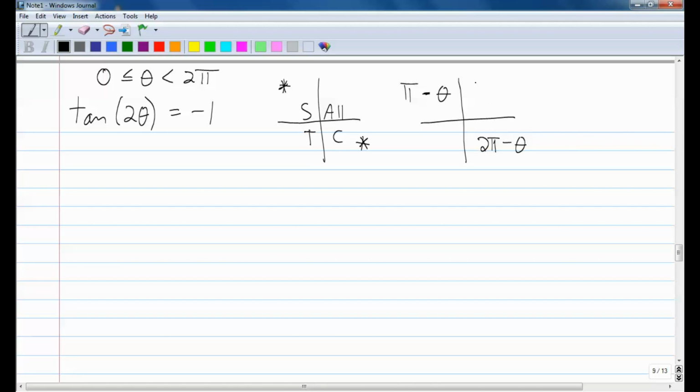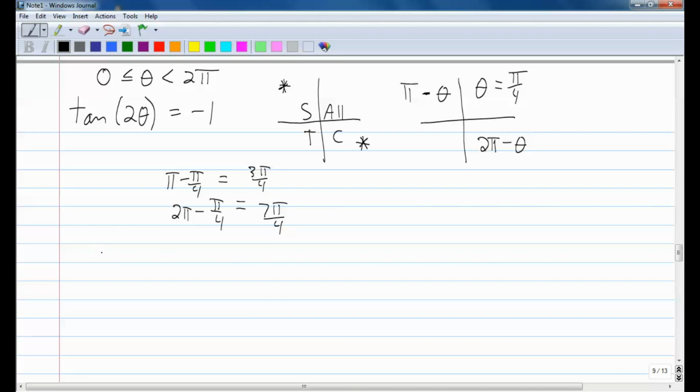So what you have to figure out is the tangent of what would give you a -1. Well, actually, the tangent of what would give you a +1. That would be pi over 4. Then use that and the reference angle chart: pi minus pi over 4 and 2 pi minus pi over 4. This will give you the angles in the 2nd quadrant and 4th quadrant that you need. So that's 3 pi over 4 and that's 7 pi over 4.